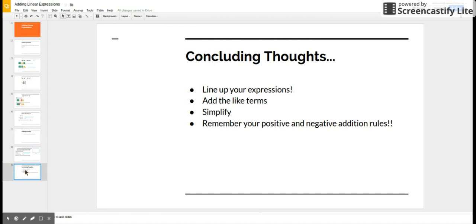All right, concluding thoughts: make sure that you line up your expressions, add the like terms, simplify, and then remember your positive and negative addition rules.